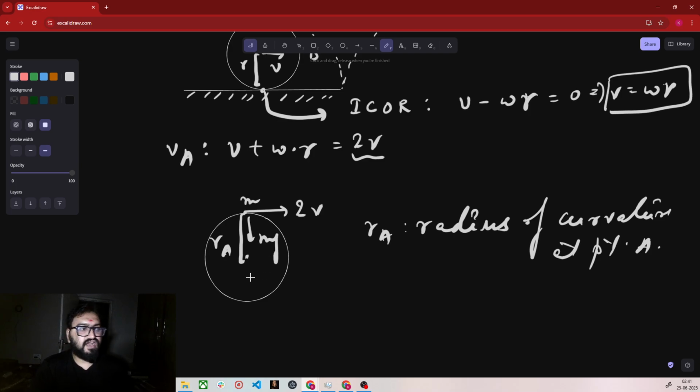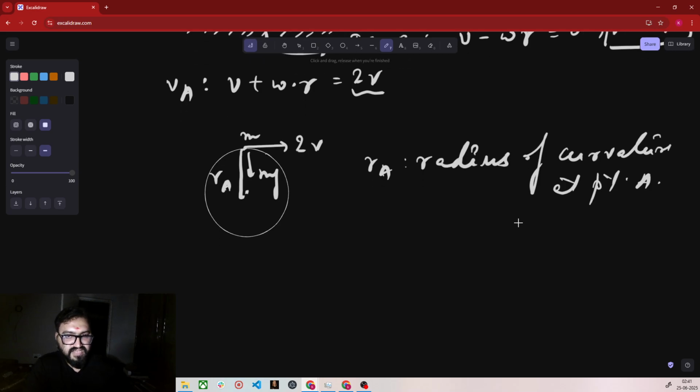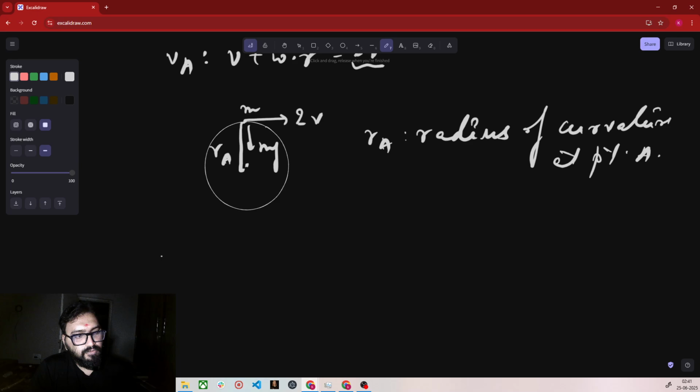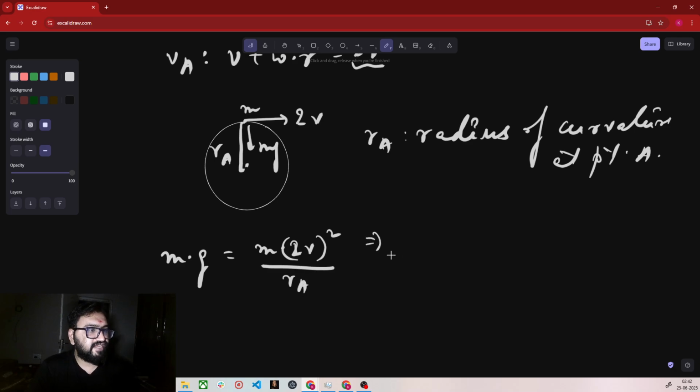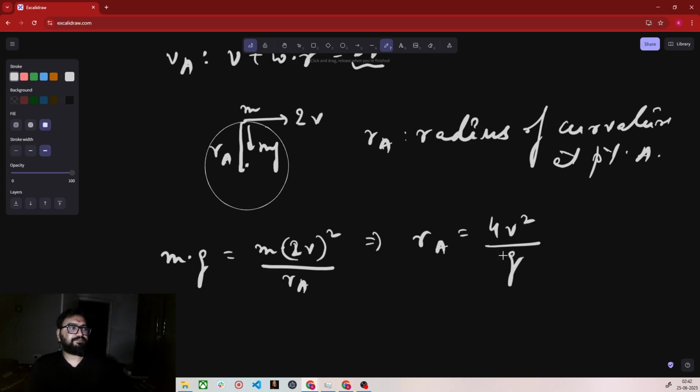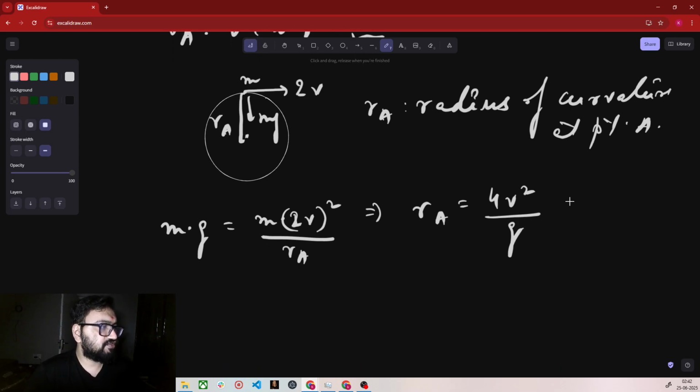So there are a few equations that can be written with this information. The equation is m into g, that is the external force, and this external force also acts as a centripetal force. So the centripetal force is m into 2v, the velocity of the particle in the circular path, whole square divided by ra. From here I get one equation, that is ra equal to 4v square divided by g. Now this is my first equation.